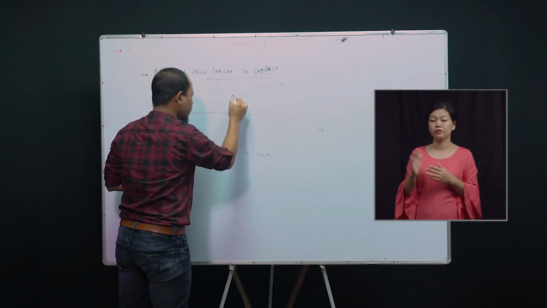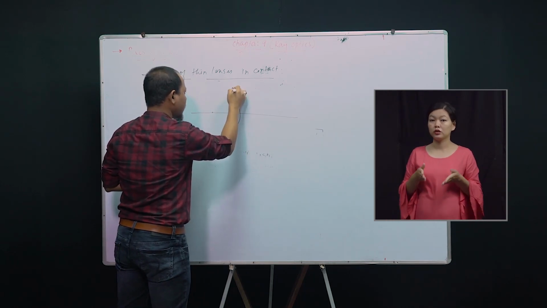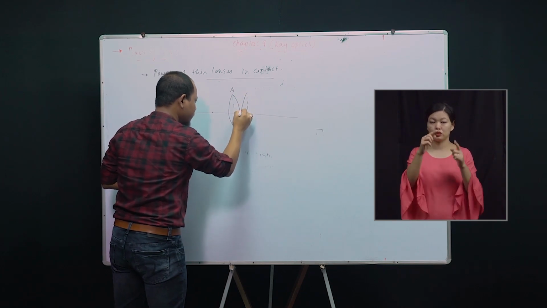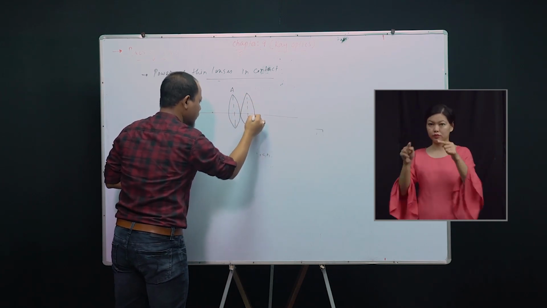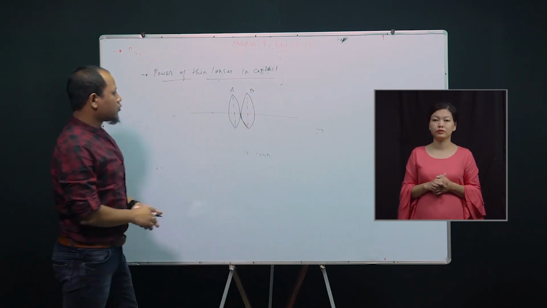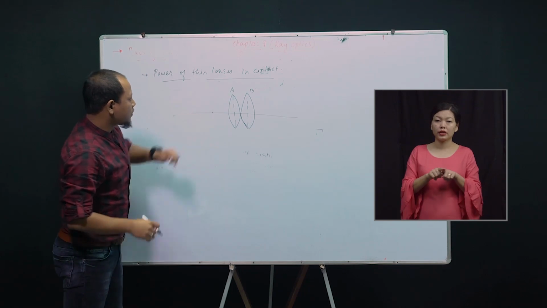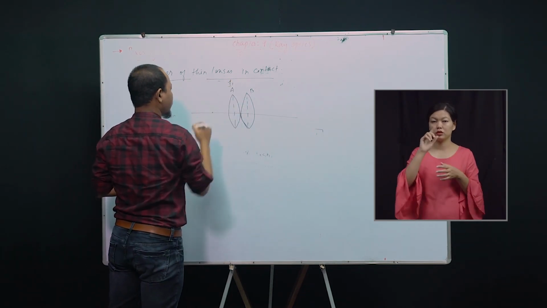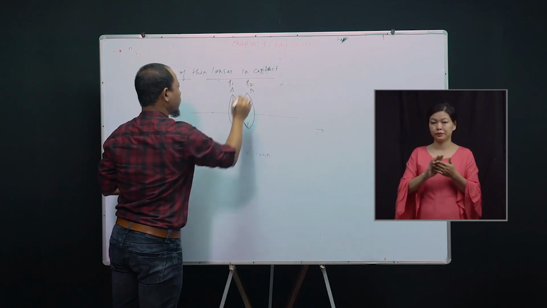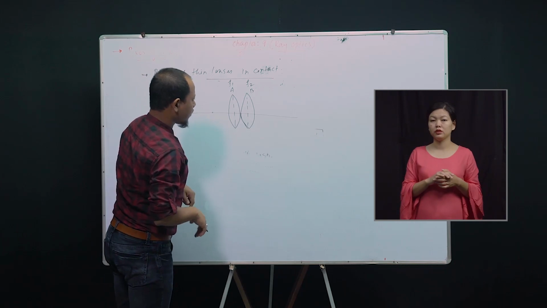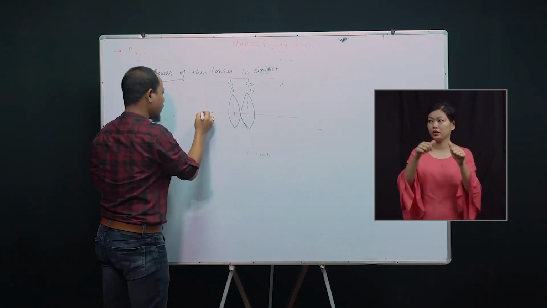So this is one lens, say I'll consider this as lens A, and this is another lens, which I'll consider as lens B. Suppose the focal length of lens A is f1 and the focal length of lens B is f2. So now let's understand how the image will form.